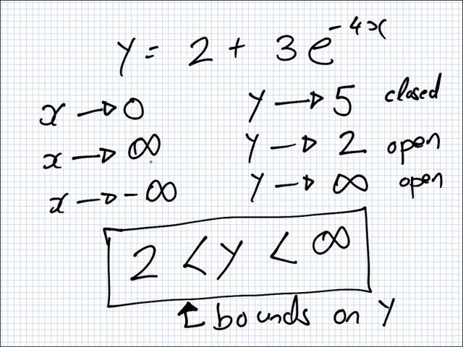x can't equal infinity. We can make it bigger and bigger. It never is infinity. It's a little tricky, I know.